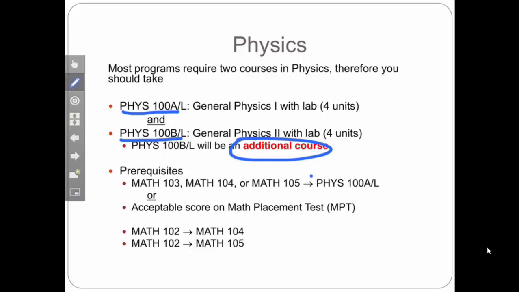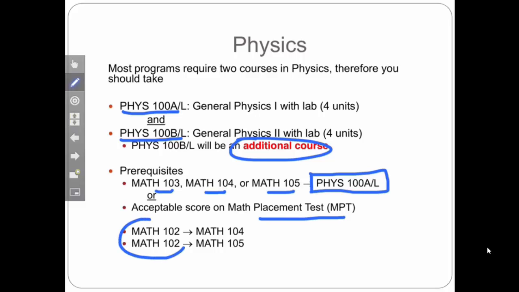Prior to taking Physics 100A, you need to take a prerequisite, and you have several options. You can take Math 103, Math 104, or Math 105, or an alternate option would be to take the math placement test, and if you achieve an acceptable score, you will not have to take any math prior to taking physics. Please also note that if you decide to take Math 104 or 105, they each have the prerequisite of Math 102.